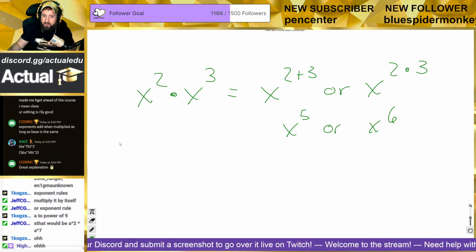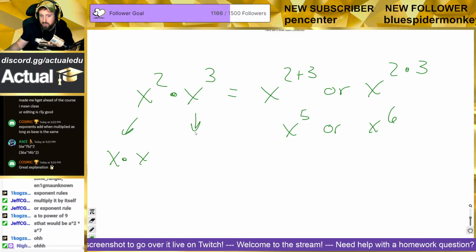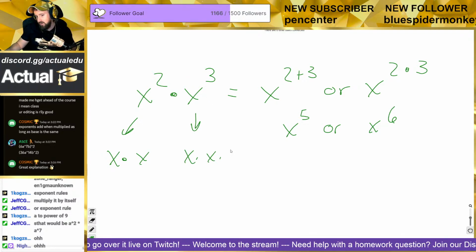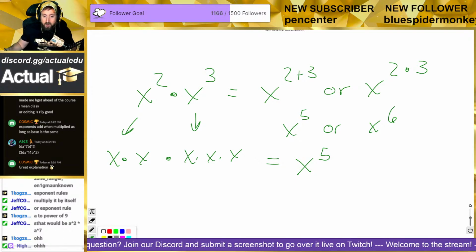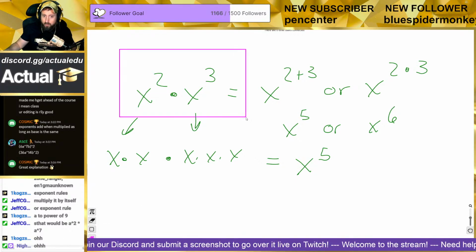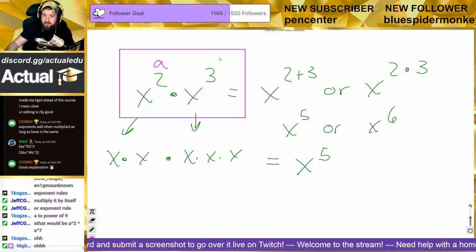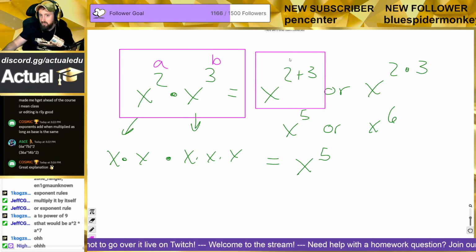So in this case, x squared is the same thing as x times x, and x cubed is the same thing as x times x times x, right? X times itself 3 times. So when I multiply these things together, now I have x times x times x times x times x. So that's x to the 5th. So that was x multiplying by itself 5 times. So I see that, okay, cool, look. This rule, when I do x to the a times x to the b, it ends up being x to the a plus b.